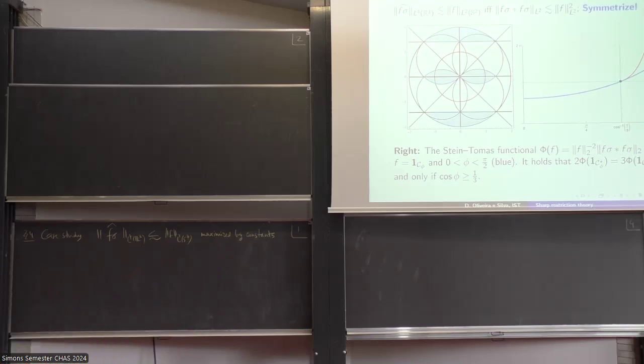And that's what I want to discuss next. Okay? So maximizers exist. We want to know what they are. We conjecture them to be constants. Let's do that. Okay, so here we go.